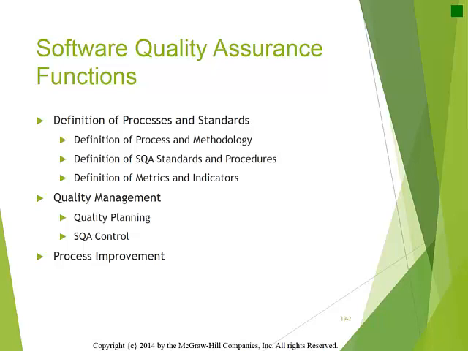Quality management is another function that is performed for specific software projects that includes planning quality and quality control. A quality plan is produced for adapting the SQA framework for specific software projects. The third function is process improvement, which consists of activities to improve the quality assurance processes of the organization.